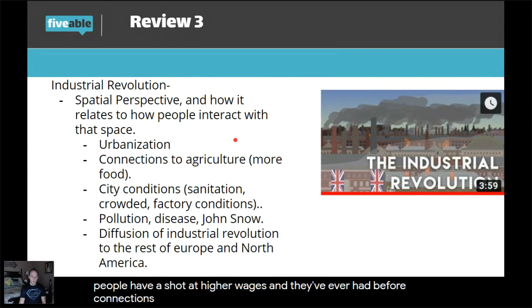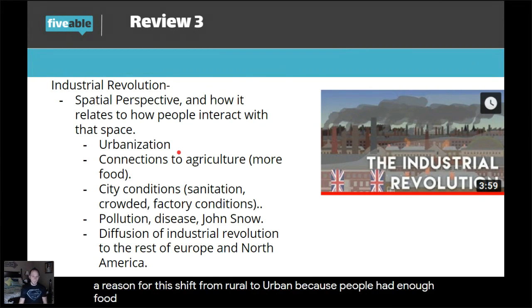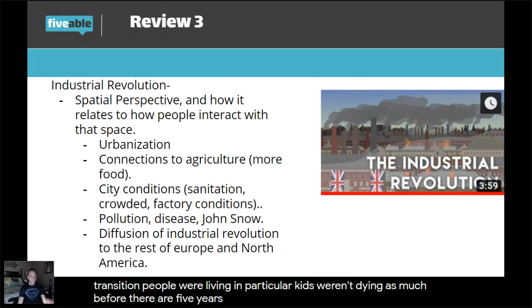Connections to agriculture. The second agricultural revolution is the reason for this shift from rural to urban, because people had enough food. Also, this is where you start the second stage of the demographic transition. People were living, in particular, kids weren't dying as much before they were 5 years old. They were living to be adults.